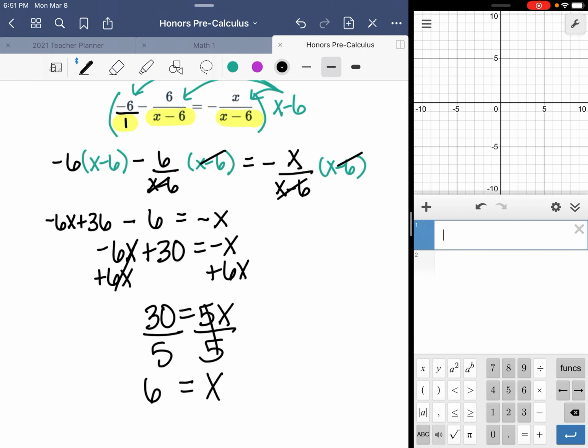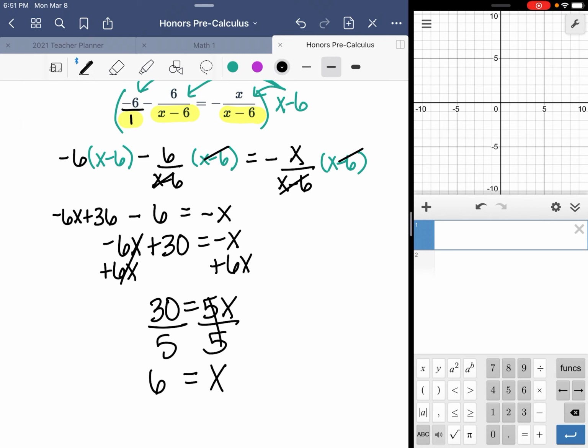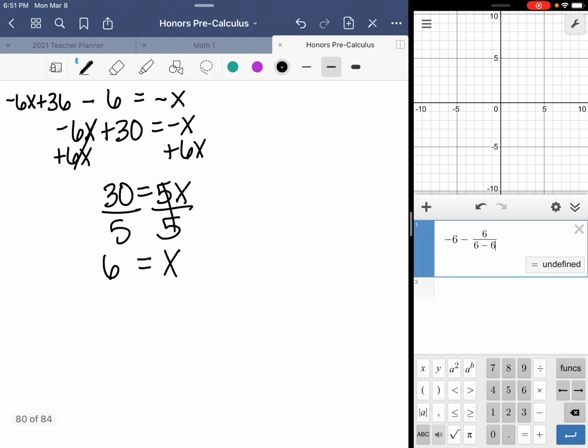All right, so again, I can plug that in. And when I plug that in, I have negative 6 over 1. Well, I don't even need to put that over 1. Sorry. Minus, and then I have 6 over 6 minus 6. And that is going to equal undefined. So actually, this problem itself has no solution.